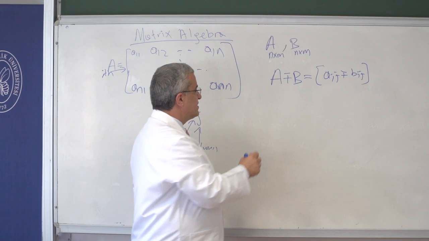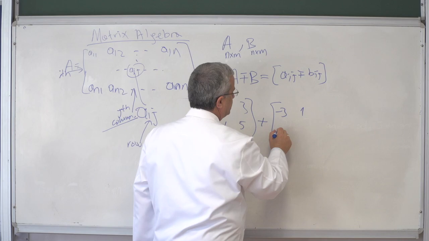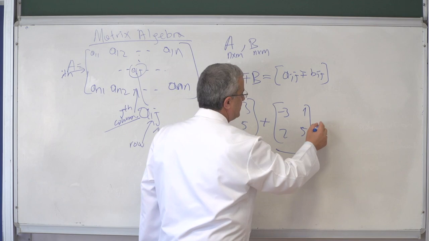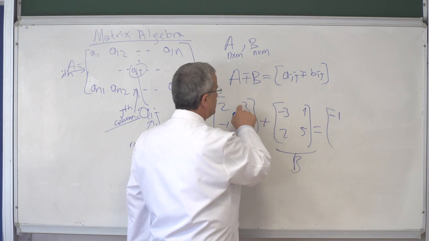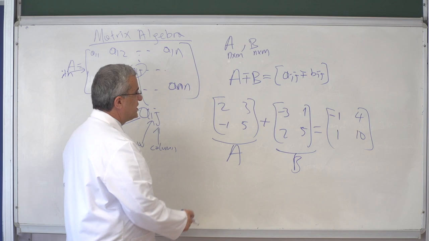Let's do an example. So you have 2, 3, minus 1, 5. We call this A. Plus minus 3, 1, 2, 5. You call this B. You add them together. So you just add this to that, right? So it is minus 1, 4, 1, and 10. If you subtract, again, similarly, you would subtract them.